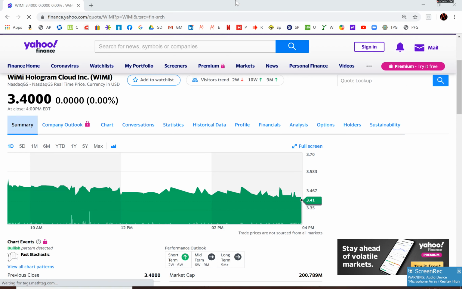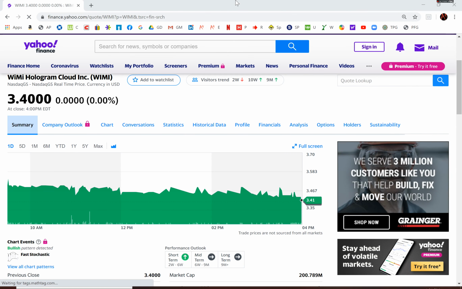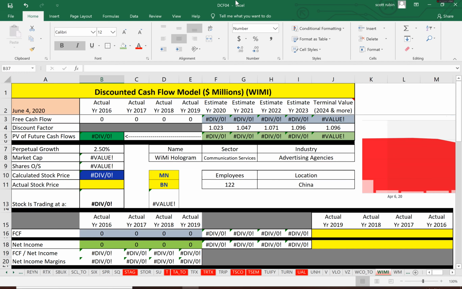Let's take a look at WiMi Hologram, and we're going to see if we can figure out the stock price for this company. The market cap is 200.8 million. It's a pretty small company, and the stock price is 3.40. So to get the shares outstanding, you just take the market cap divided by the stock price, and you get the shares outstanding of 59 million.